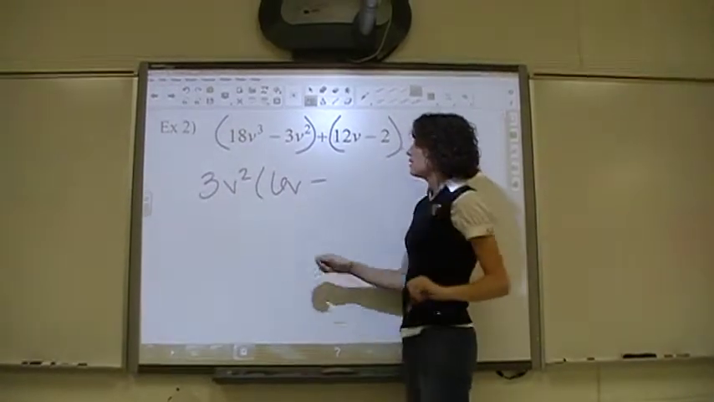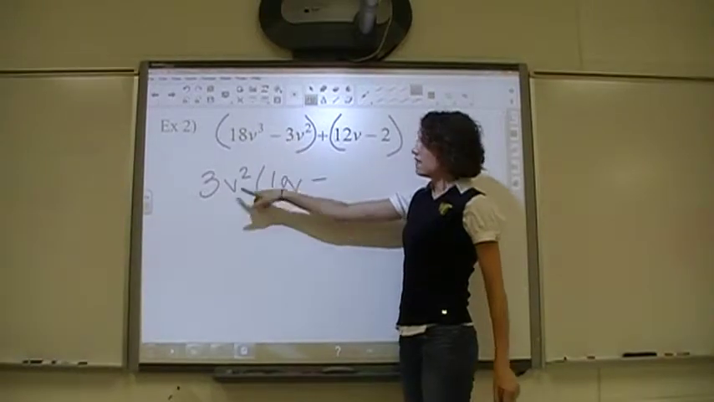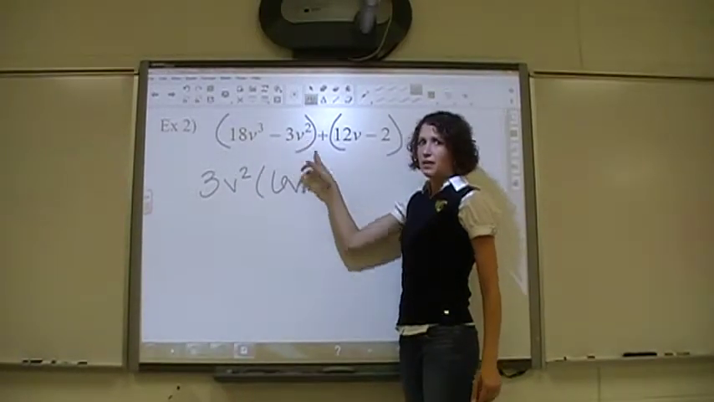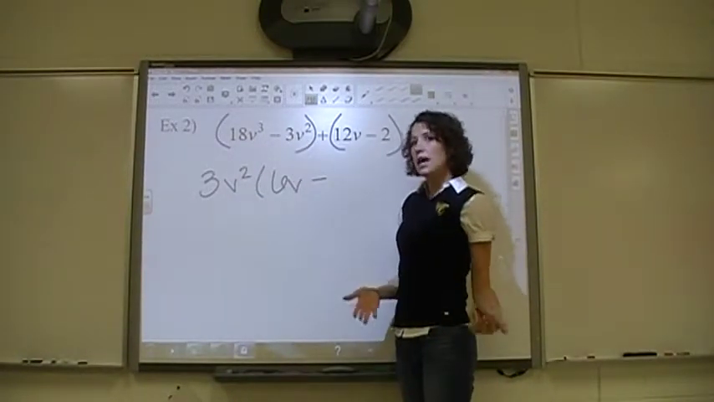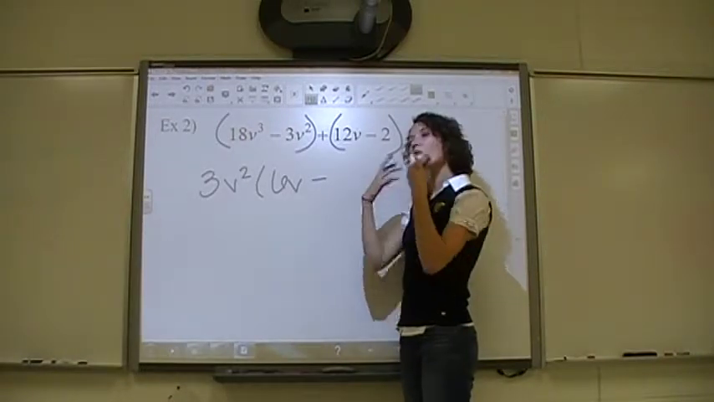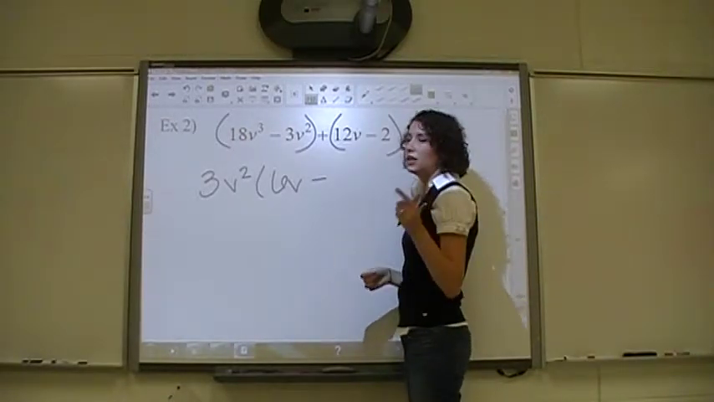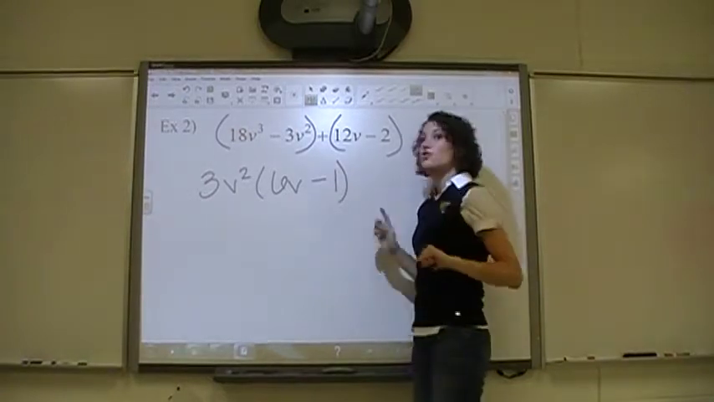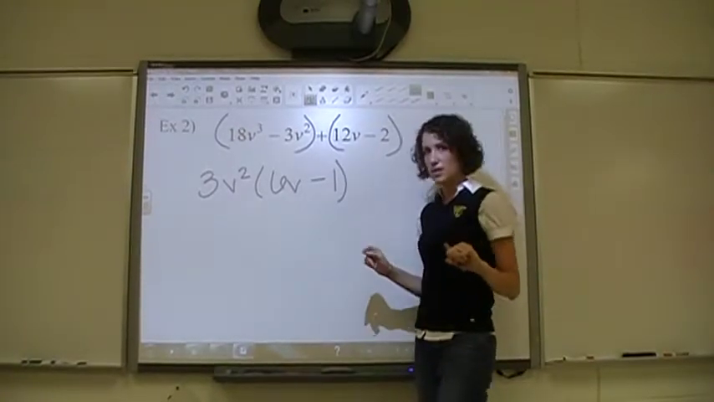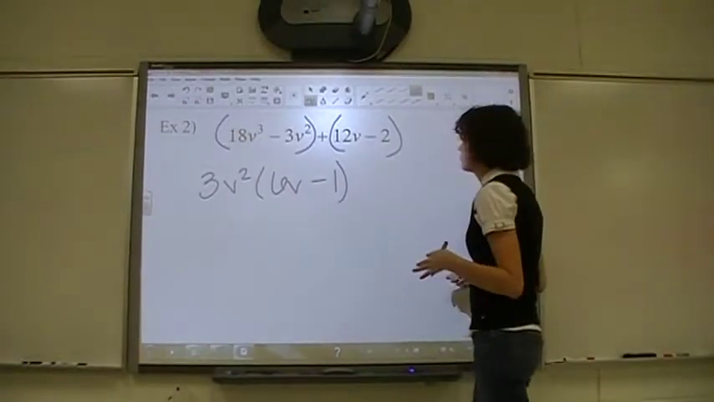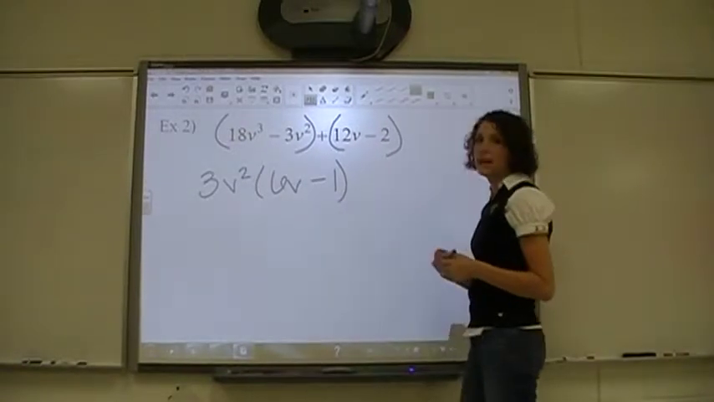Now minus. If I take a 3 out of 3 and a v squared out of v squared, a lot of students think that they don't have anything left. Well, if you say I took that whole thing out and I don't have anything left, you need a placeholder of a 1. So make sure you put that placeholder of a 1 there, or you're not going to be subtracting anything. Now we've got 12v minus 2.